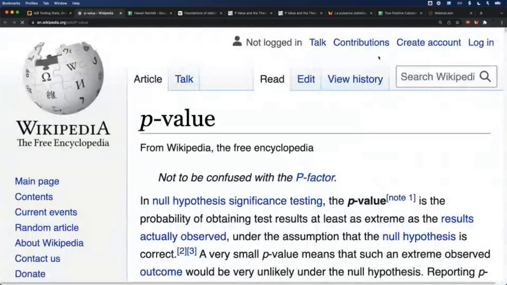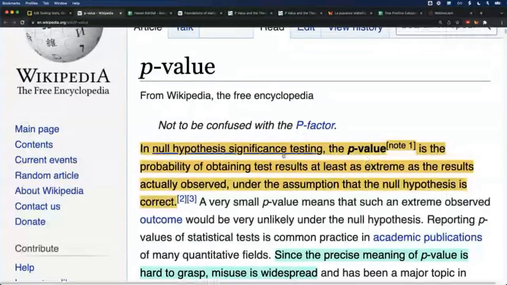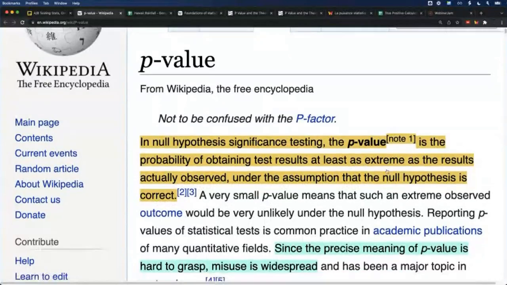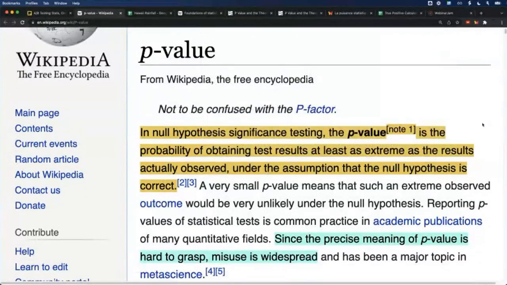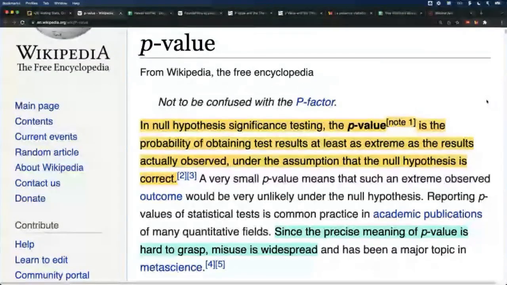Let me see what Wikipedia says. Wikipedia says that for null hypothesis significance testing, the p-value is the probability of obtaining test results at least as extreme as the results actually observed, under the assumption that the null hypothesis is correct. I want to deconstruct this for folks who did not understand it, or to explain it well.